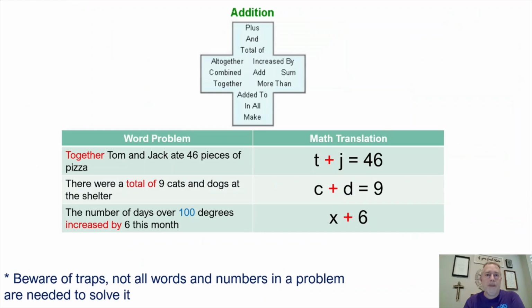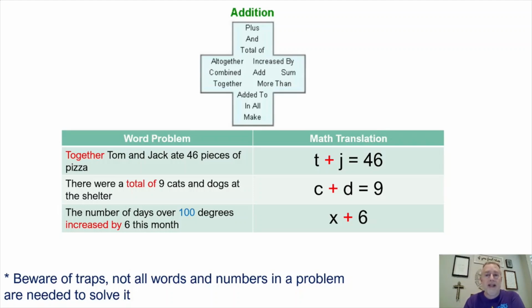All right, so let's talk a little bit about addition. When you see a plus sign, you might hear words like plus, and, total of, more than, combined. All those words mean let's add. So here's a couple of word problem examples. Together, Tom and Jack ate 46 pieces of pizza. So in math, we're going to put a plus sign. I let T represent Tom, J represent Jack. So together, Tom plus Jack ate 46. So T plus J equals 46.